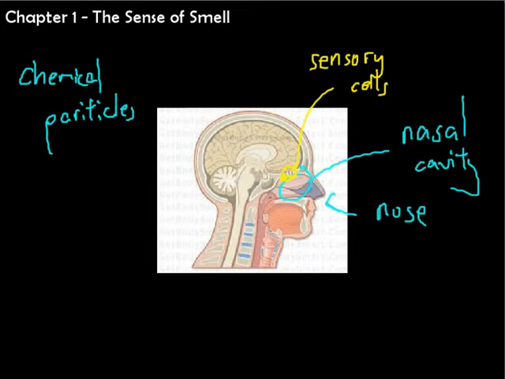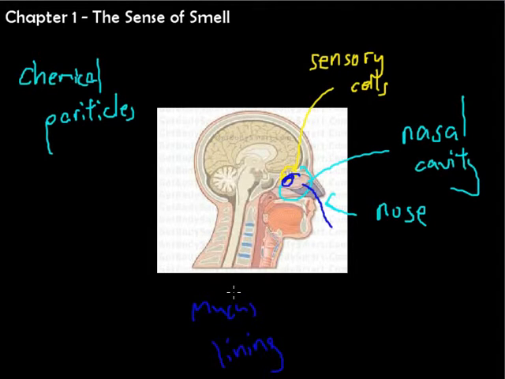These chemical particles can be in the form of perfume, food, or flowers, anything that tastes nice, or even anything that tastes bad. These chemical particles enter the nose through here. The chemicals enter the nose and are dissolved right here at the mucus lining. The mucus lining is a slimy, watery stuff you find in your nose.